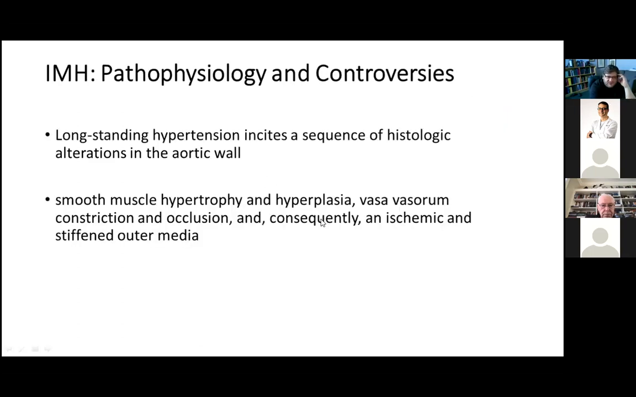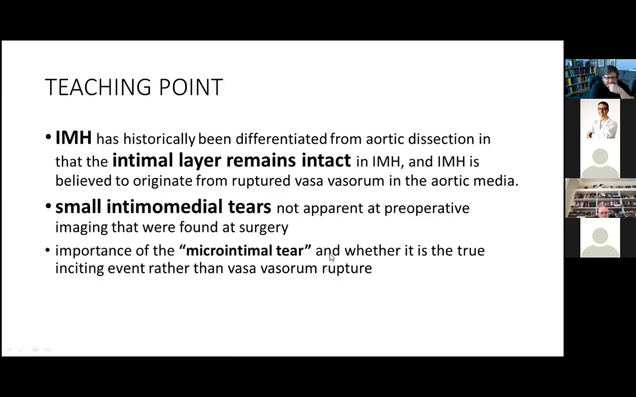Pathophysiology is thought to be long-standing hypertension inciting and starting a sequence of histologic changes in the aortic wall, which includes smooth muscle cell hypertrophy, and changes to the vasa vasorum, resulting in some degree of microischemia and a stiffened outer media. Again, take-home point: IMH historically has been differentiated from aortic dissection. The intimal layer remains intact.